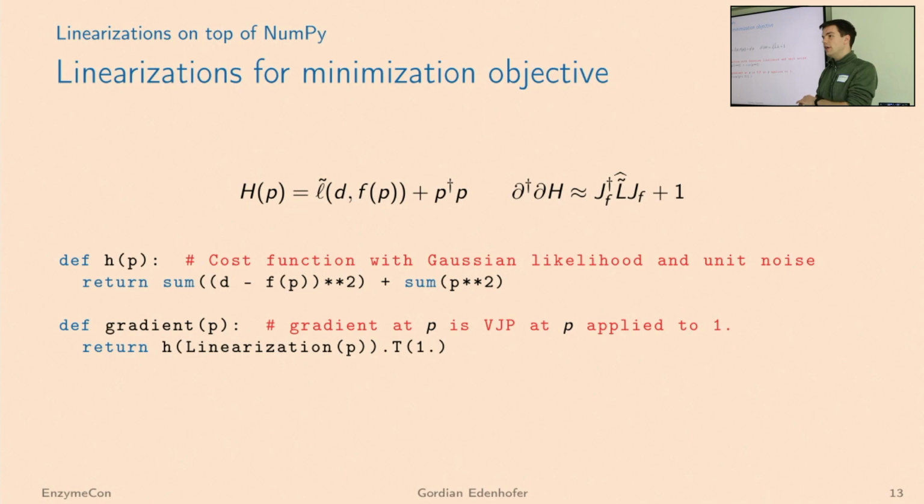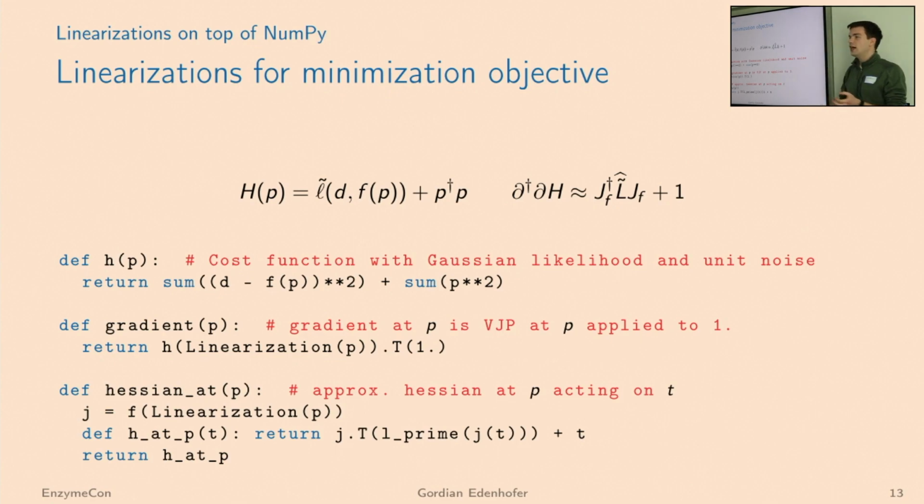If you want to retrieve gradients, you already have everything you need because the gradient is just the Jacobian adjoint of your function h. So you can just pass into h a linearization at p and apply it to 1. This will give you the gradient of your cost function.